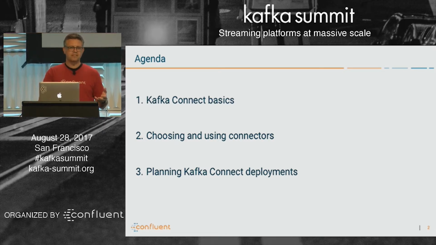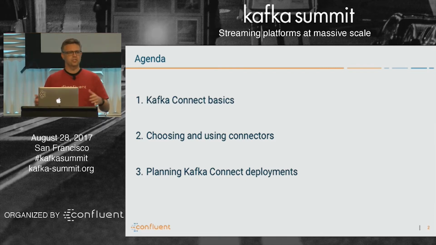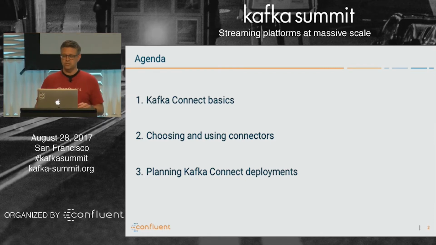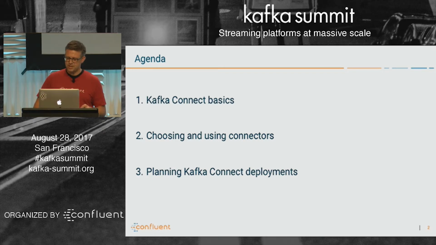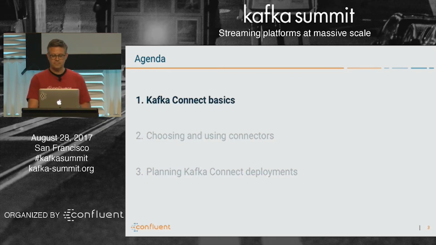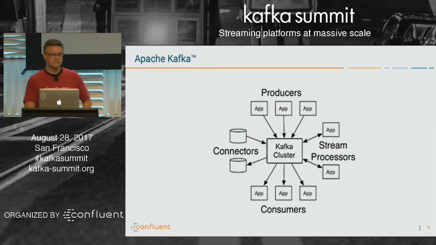Then I'll talk about the ecosystem of connectors, and how you can choose which connectors you want to use. I'll also demo the Confluent open source platform and show you some of the tools you can use to more easily evaluate different connectors. And finally, I'll talk about some best practices for deploying Kafka Connect in production. So let's get started.